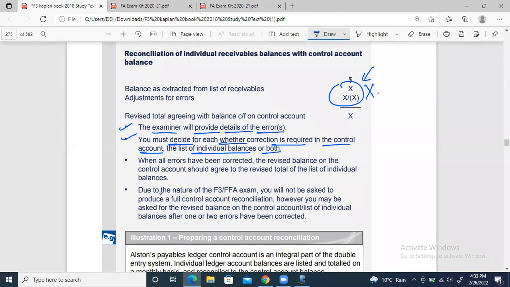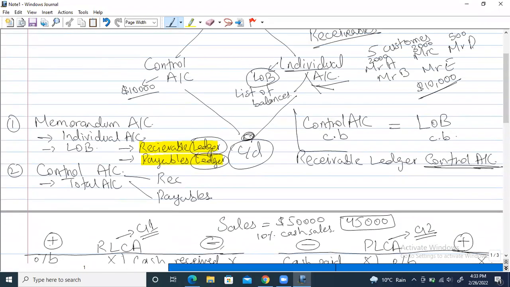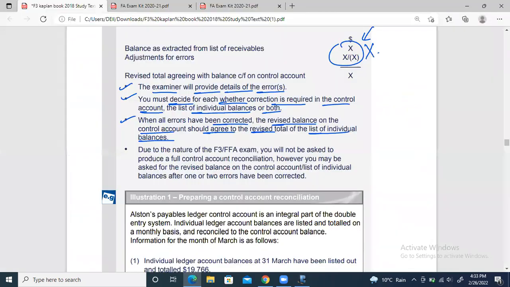Now, when all errors have been corrected, the revised balance on the control account should agree to the revised total of the list of balances. Yes, that's correct. And this is basically the equation that I have written over here. You can see this one. The control account closing balance should be equal to the individual balances closing balance. Okay. Now, due to the nature of the F3 exam, you will not be asked to produce a full control account reconciliation. However, you may be asked for a revised balance. Yes, so only little things are involved over here, not the full-fledged form of control account reconciliation.